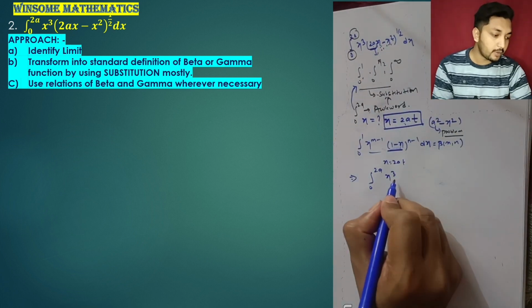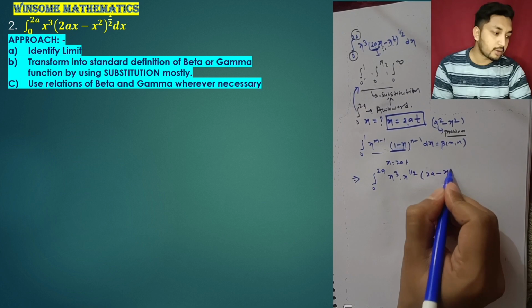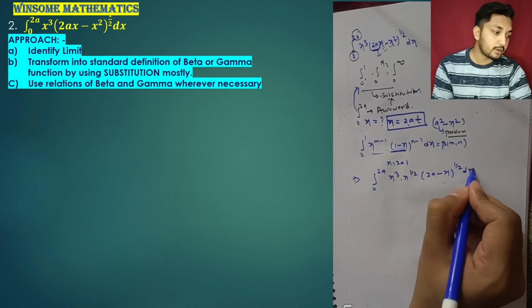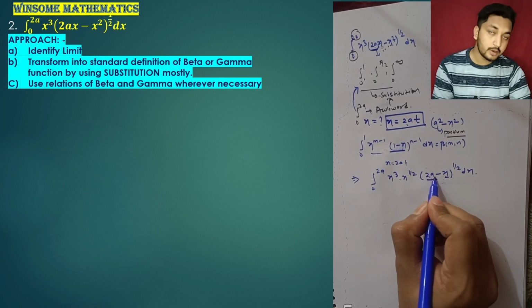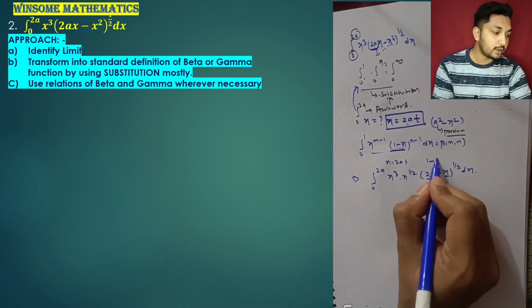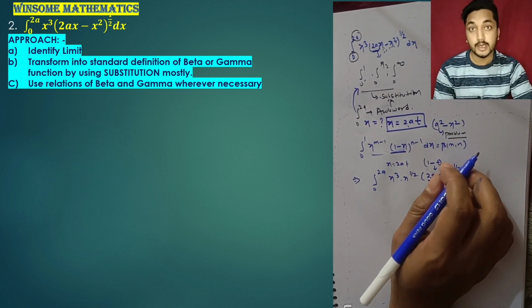So 1 by 2 is the power. So x to the power 1 by 2 and (2a minus x) dx. Now clear? Very clear? Now x is equal to 2at, so that 2a will be common and 1 minus t will remain inside the bracket. Okay, so this was our main thinking step.